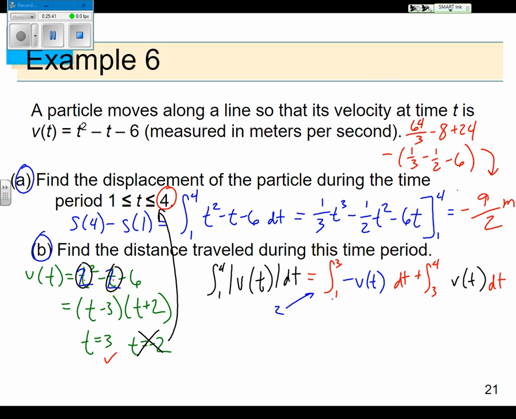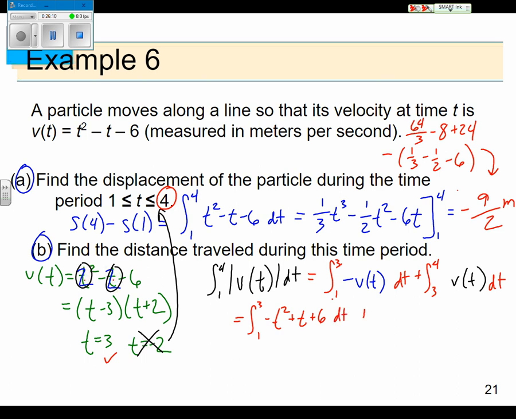Okay, so let's plug in our stuff right here. Let's go back to red. I'm going to integrate from 1 to 3, negative v of t. Well, that's going to be negative t squared. I'm just going to change the signs: negative t squared plus t plus 6.